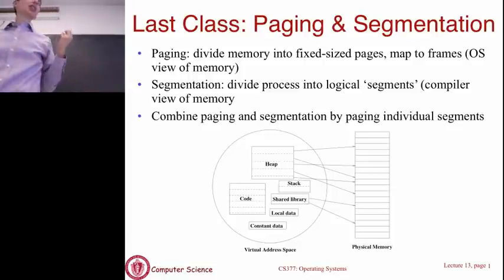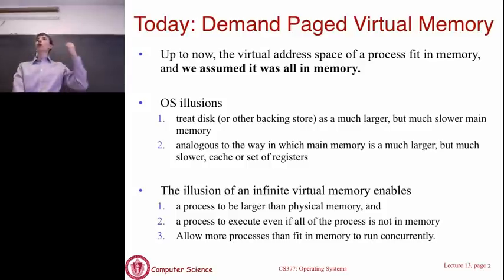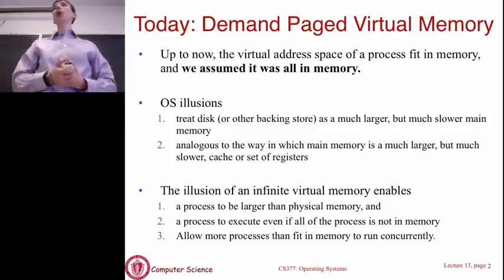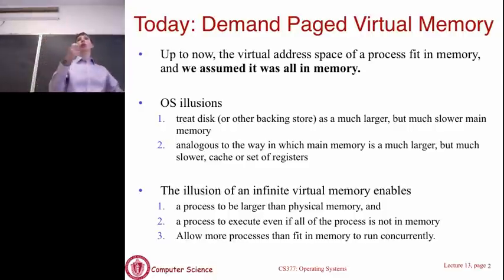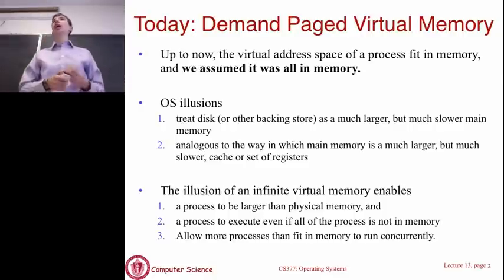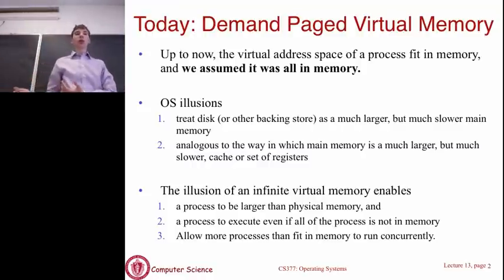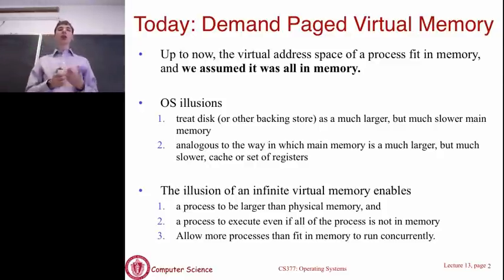So up until now, we've basically been assuming that all of the virtual address space of a process is actually being mapped into physical memory, right? And this imposes certain restrictions, like you can't run a process that has more virtual memory than physical memory that's actually available. So today we're going to talk about how we can relax this assumption. And we're going to do that by using this idea of demand paging.